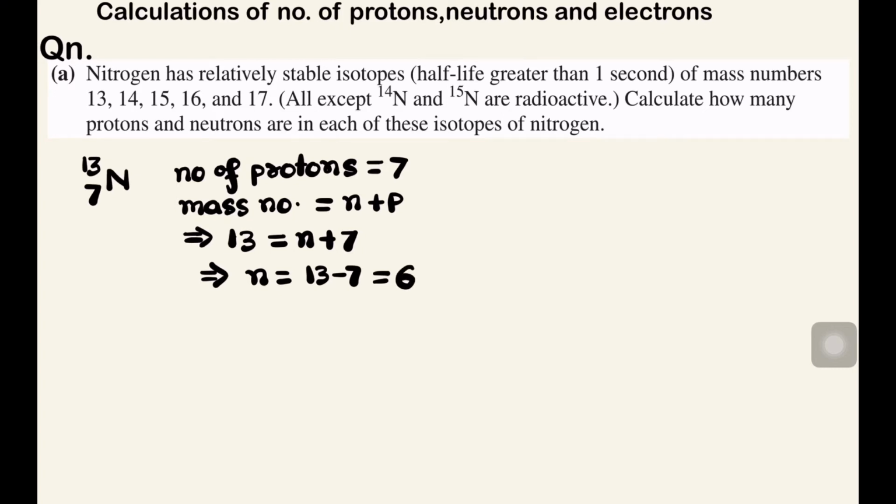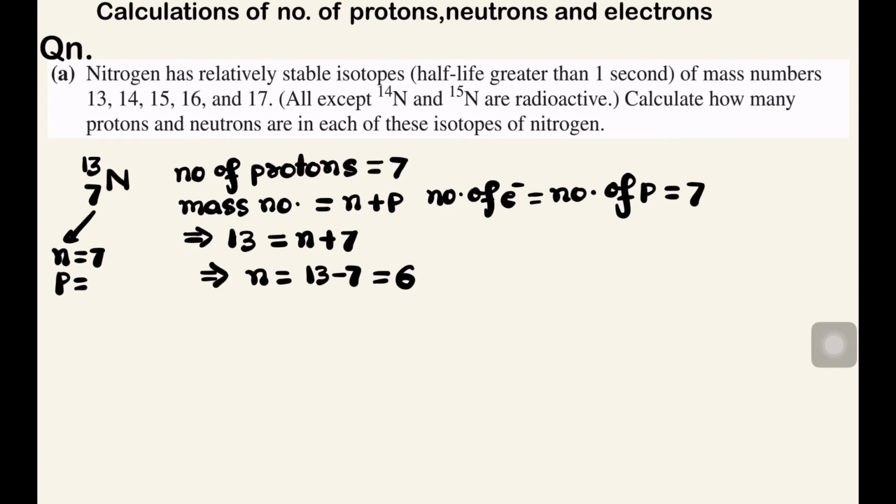So for the isotope having mass number 13, the number of neutrons is 6, the number of protons is 7, and since it is neutral, the number of electrons will be equal to the number of protons in a neutral species, so that will be equal to 7. So neutron is 6, proton is 7, and electron is also 7.